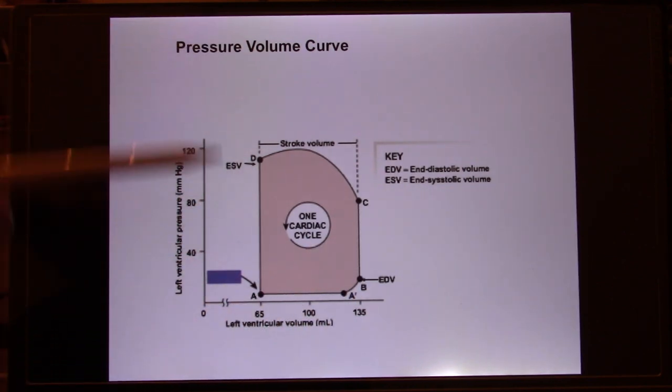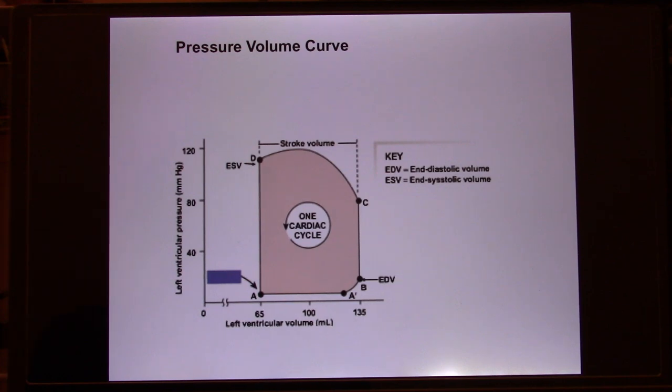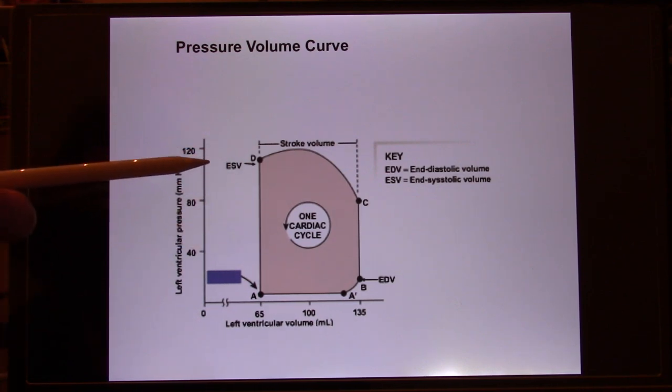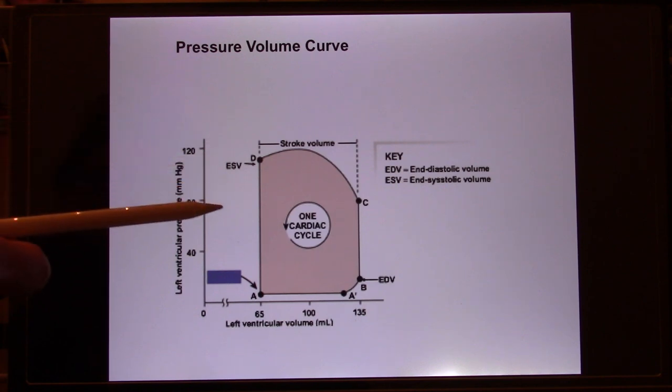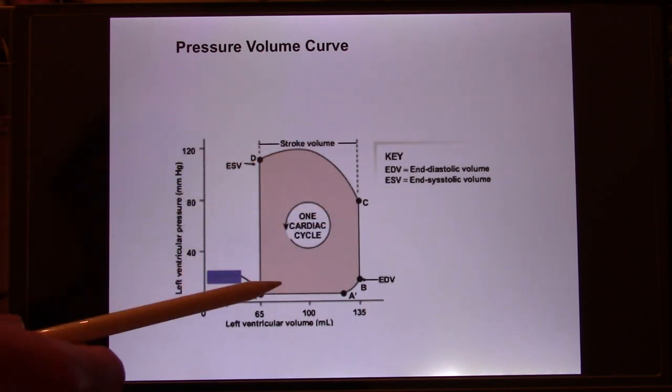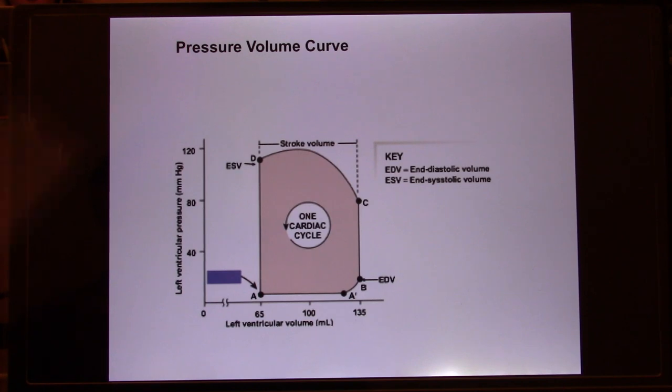But the pressure, if I ask you about the right pump, the pressure is lower because the right pump just needs to send the blood to the lung and come back. It doesn't need to be the same pressure. The pressure would be lower. But the shape and the volume remain the same for the right side and the left side.